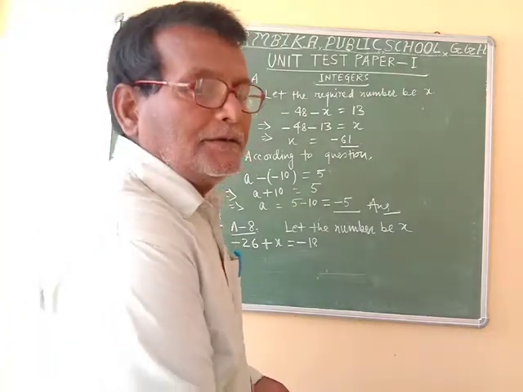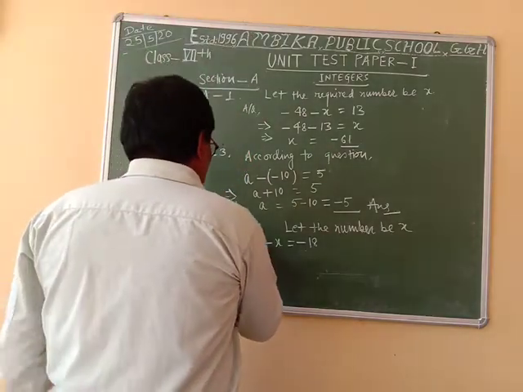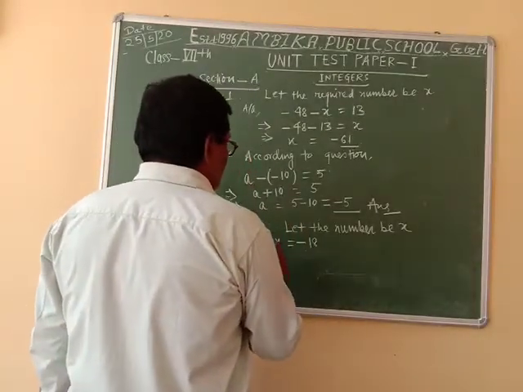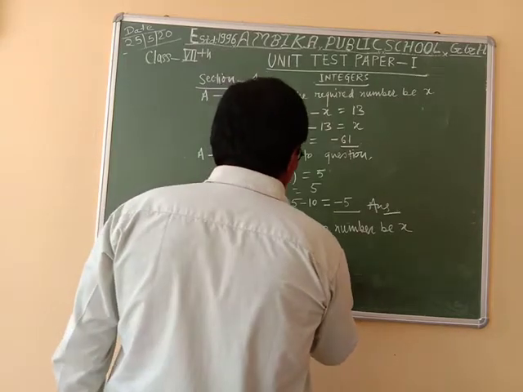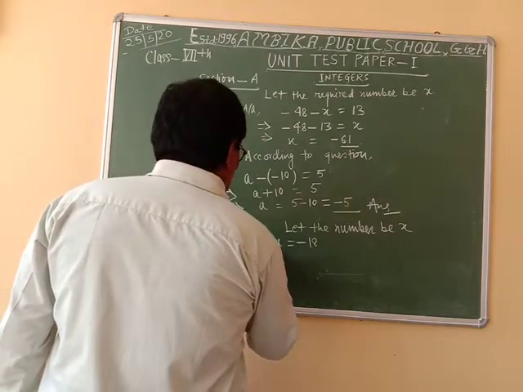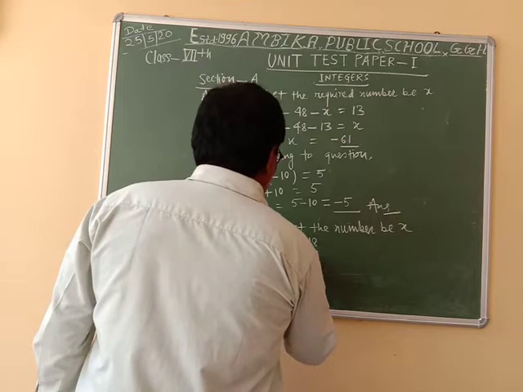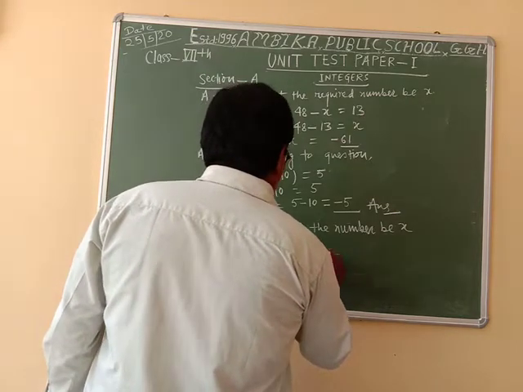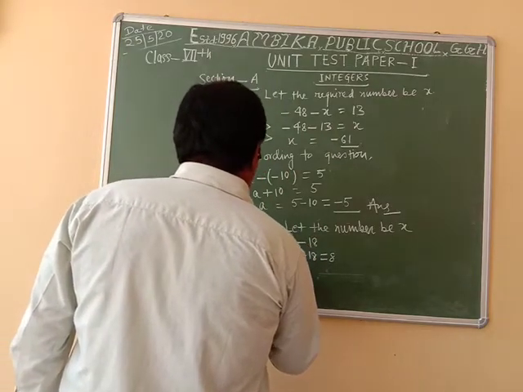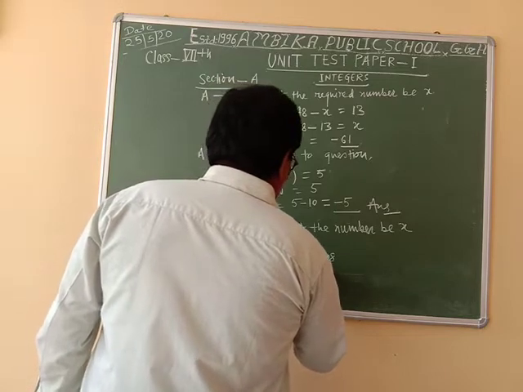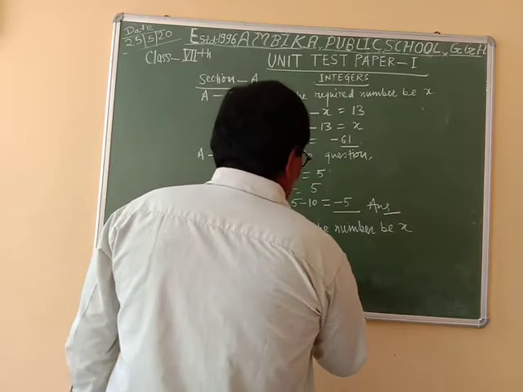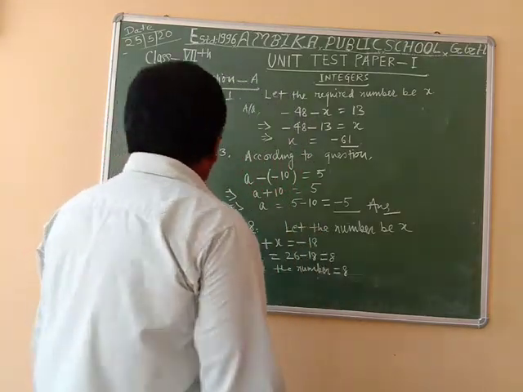What must be added to minus 26 to get minus 18? Let the number be x. Then according to the question, minus 26 plus x is equal to minus 18. So x is equal to 26 minus 18, which is equal to 8. Hence the number is 8. In this way, you can try to solve the question.